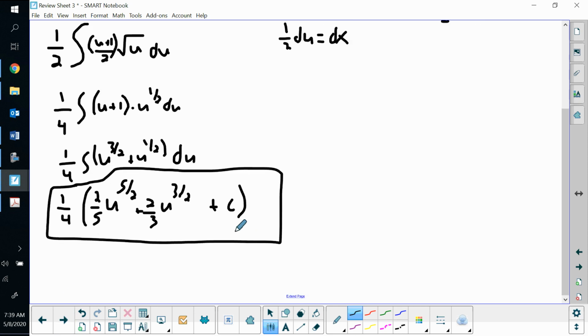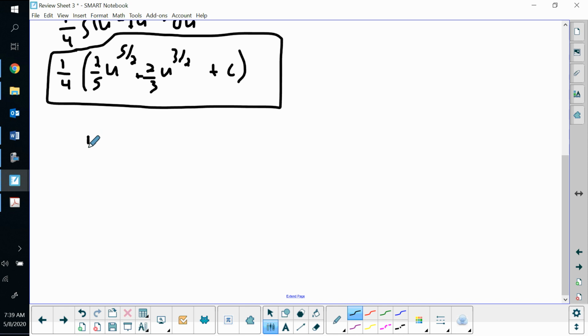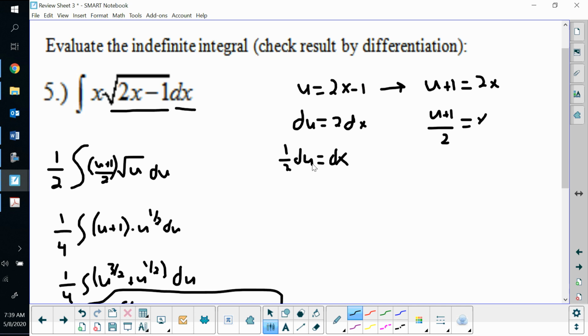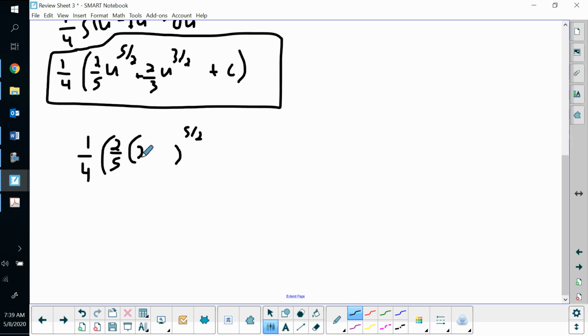Oh, sorry. That is not our final answer because we didn't replace the u. Thought something looked funky. So we've got 2/5, and everywhere there's a u, we've got to replace it with the 2x minus 1. Again, you can put the plus c inside the parentheses or outside the parentheses, it doesn't matter.